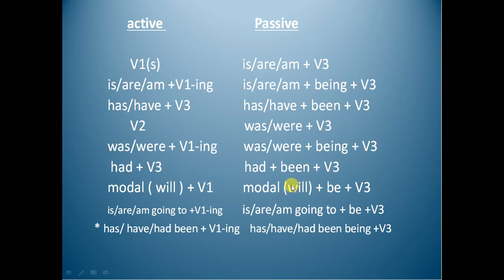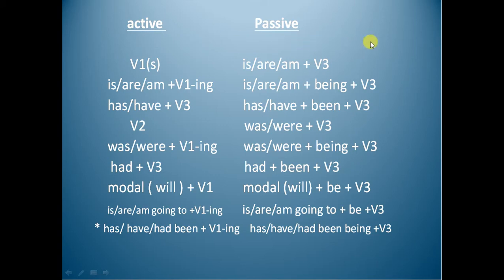Will, for example here. Then you will write be, then verb 3. Is, are, am going to plus verb 1 ing, it will be is, are, am going to plus be plus verb 3. This rule is not wanted. Just look at it. Has, have, had been plus verb 1 plus ing, it will be has, have, had been plus being plus verb 3. This rule is not wanted. Okay? These are the rules for changing active into passive.